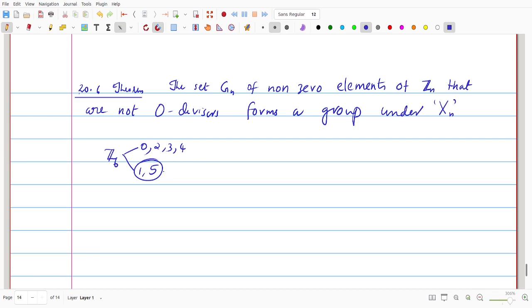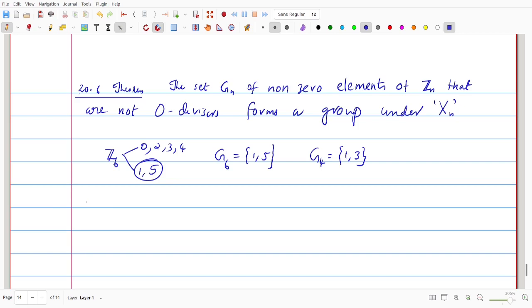So if you consider G6, it consists of the set of all non-zero elements of Z6 which are not zero divisors. So G6 is this set {1, 5}. And what is G4? G4 is the non-zero elements of Z4 which are not zero divisors. Similarly, Gn consists of the elements relatively prime to n. So we show that this Gn is a group under multiplication modulo n.